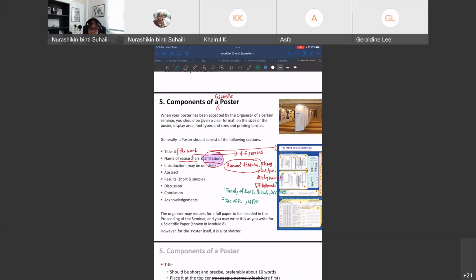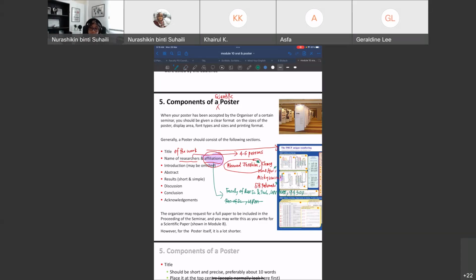But if all of these researchers are from the same institution, let's say all from FRST UNIMAS, you don't have to label the number because you don't have to differentiate them. So this one should be removed. And the affiliation is just one institution: Faculty of Resource Science and Technology, UNIMAS. It should be the full address.